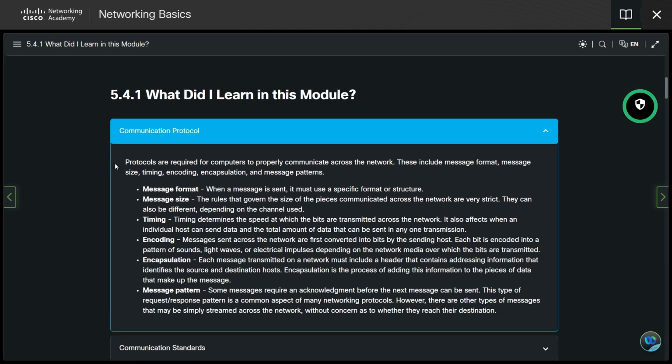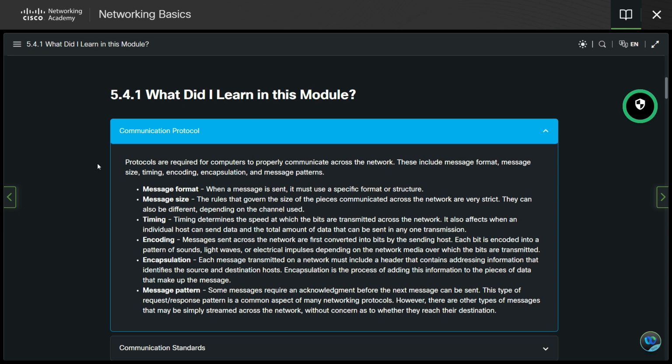The first tab is communication protocol. Protocols are required for computers to properly communicate across the network. These include message format, message size, timing, encoding, encapsulation, and message patterns.